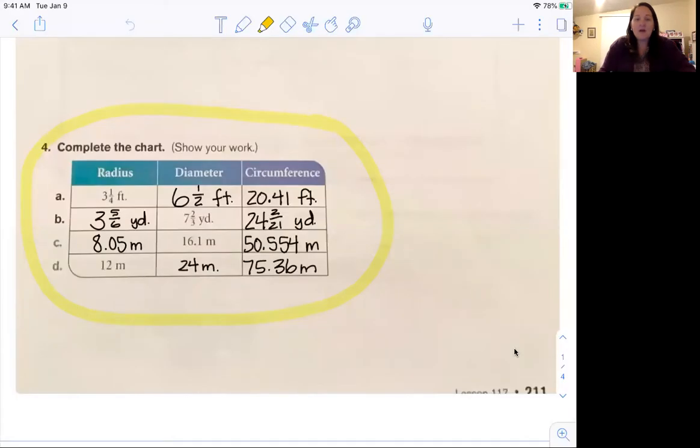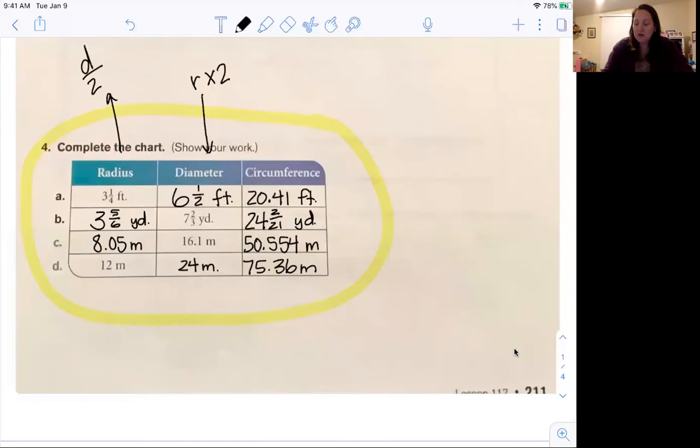Hopefully, there we go. Okay, so now if they give you a radius to solve for diameter, all you have to do is multiply by 2. It's your radius times 2. If they're given a diameter, to find the radius, you do your diameter divided by 2. Okay, so if you have a 3 1/4 feet as a radius, to find a diameter, you multiply by 2. And when you do that, you get 6.5 feet.